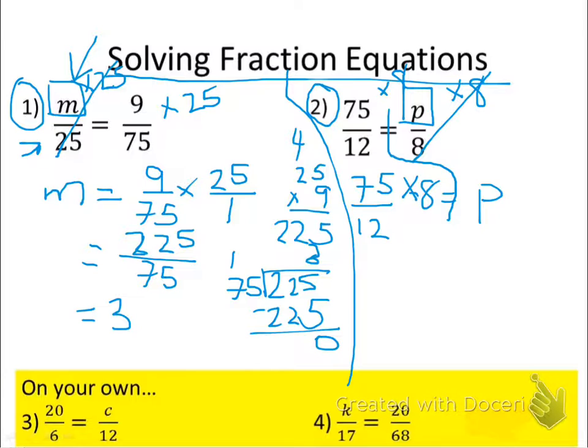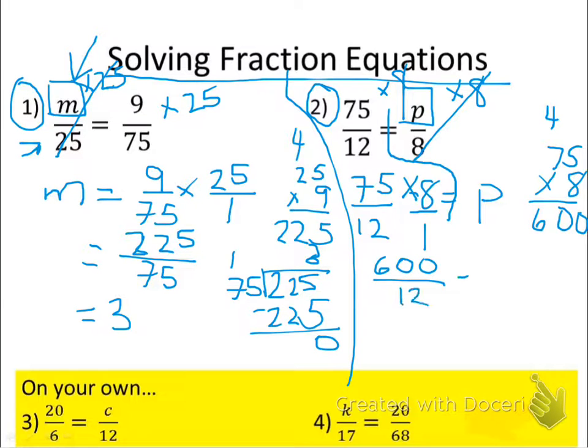Now, again, we have a fraction times a whole number. To get this so we can multiply it, we add the 1 underneath, because 8 over 1 as a fraction really just means 8 wholes. So now we have 75 twelfths and 8 ones multiplied together. So we multiply the numerators together. 75 times 8. 8 times 5 is 40. 7 times 8 is 56, plus 4 is 60. And then 12 times 1 is 12. So we have 600 over 12 equals p.